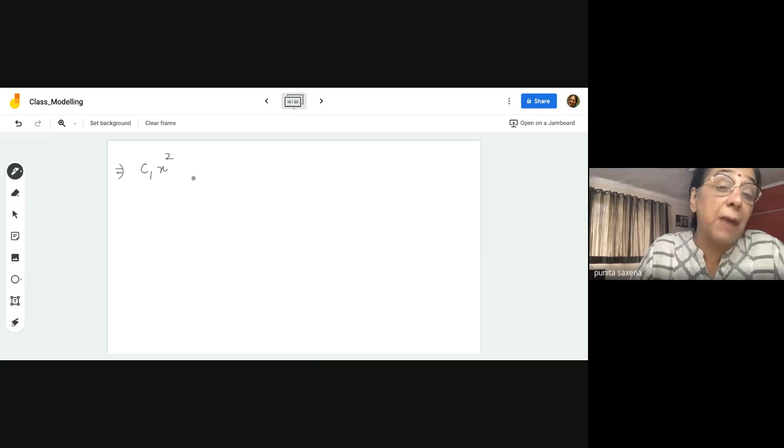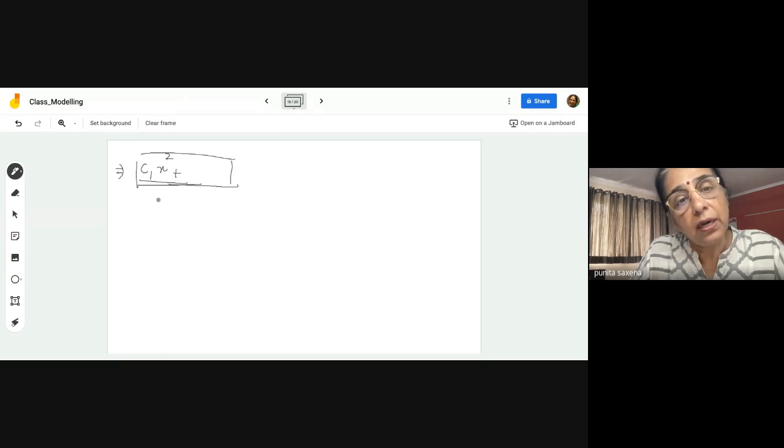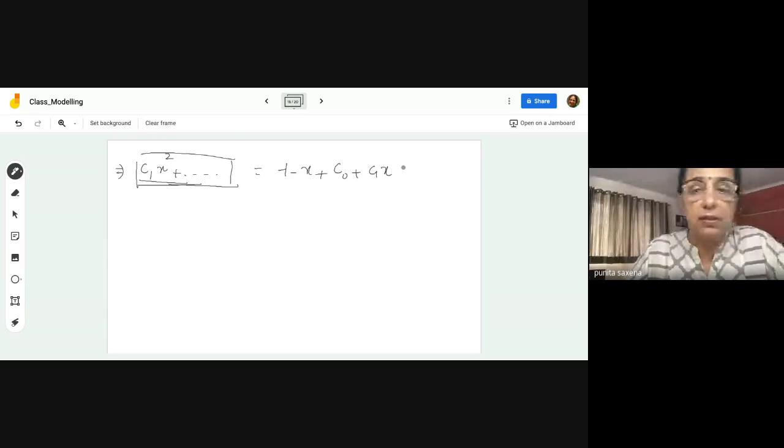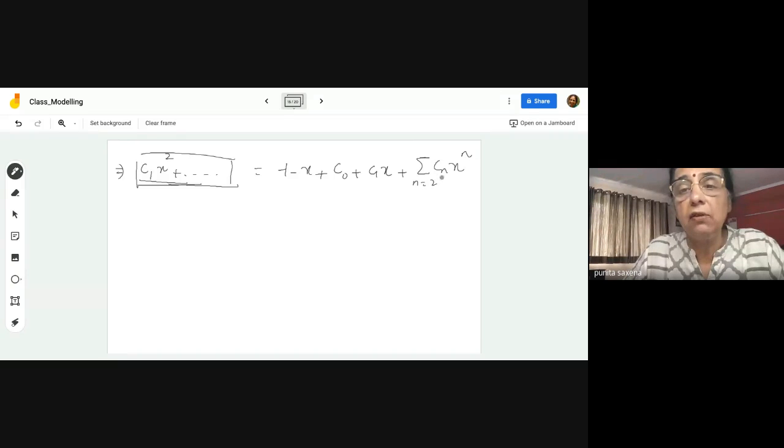If you expand the series, that means the left-hand side is not going to contain any term which is constant or containing x. Whereas on the right-hand side, 1 minus x plus, if I just write, C naught plus C1x from there, and then the remaining I can write as Cn x^n, n from 2 to infinity. Is that right?